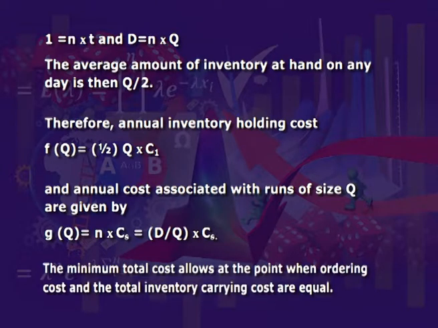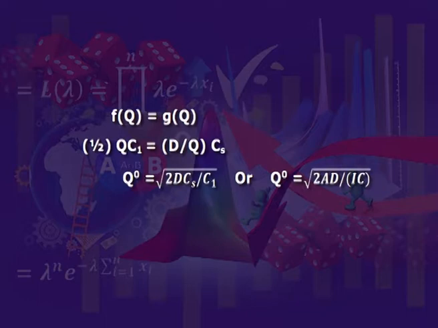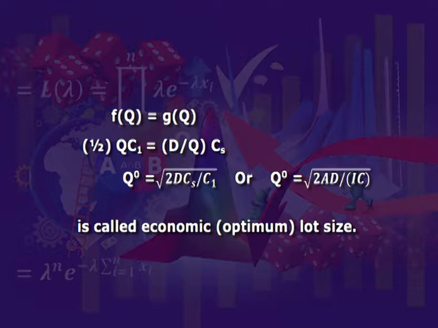The minimum total cost occurs at the point when ordering cost and total inventory carrying cost are equal. Therefore, we must have FQ equal to GQ. Substituting the expressions of FQ and GQ, we get half Q into C1 equal to D by Q into CS, which implies Q equal to under root 2D CS upon C1. This value of Q we denote by Q0, that means economic order quantity, or Q0 equal to under root 2 times A into D divided by I into C, is called economic or optimum lot size.